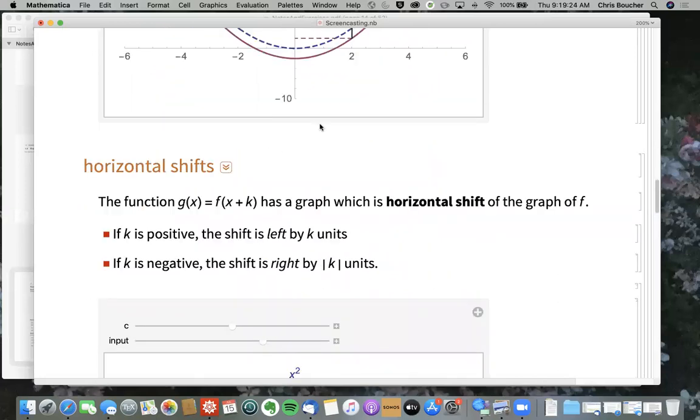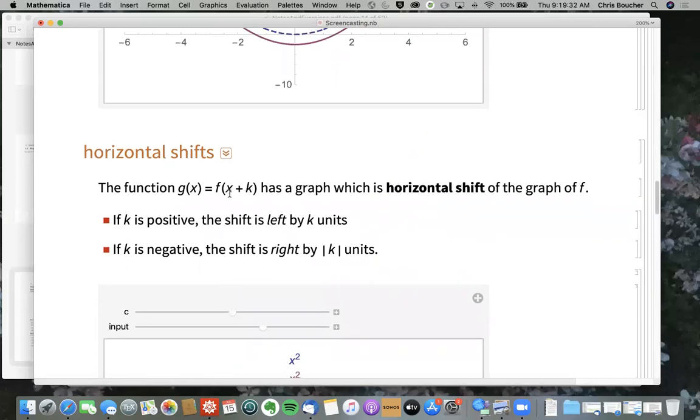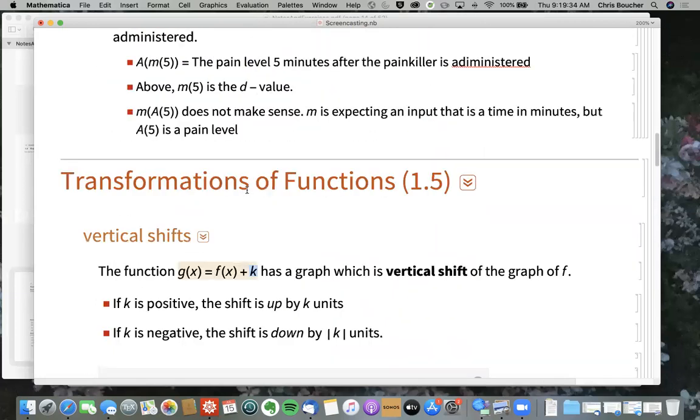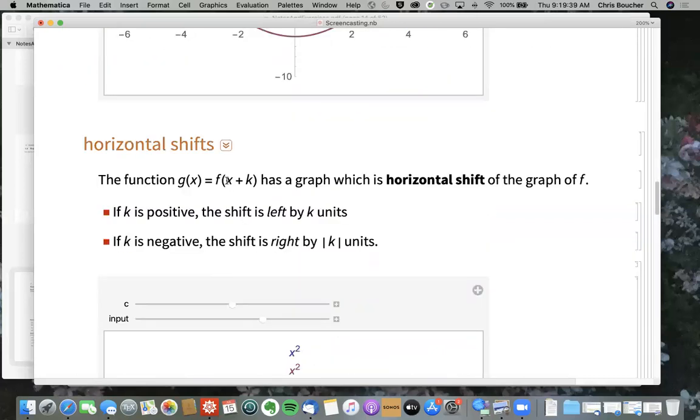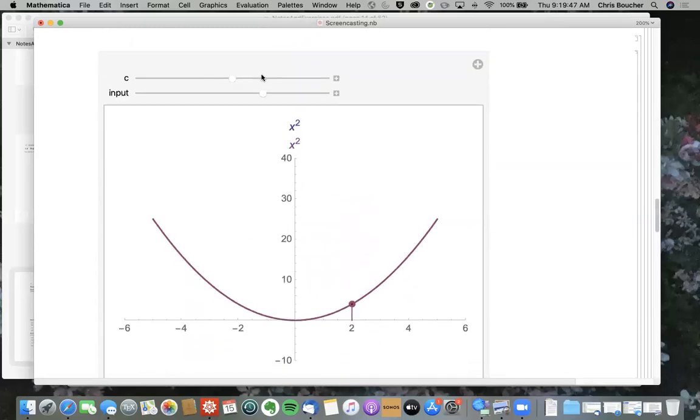The other way we can shift a graph is horizontally. So a vertical shift is up, down. A horizontal shift is left, right. And the way we execute a horizontal shift is not by adding a number outside the function like we do here, but rather by adding a number inside the function. So we add the number to the input, not to the output of the function. So when we do this, let's take a look. Here the blue curve is the same y equals x squared we were looking at before.